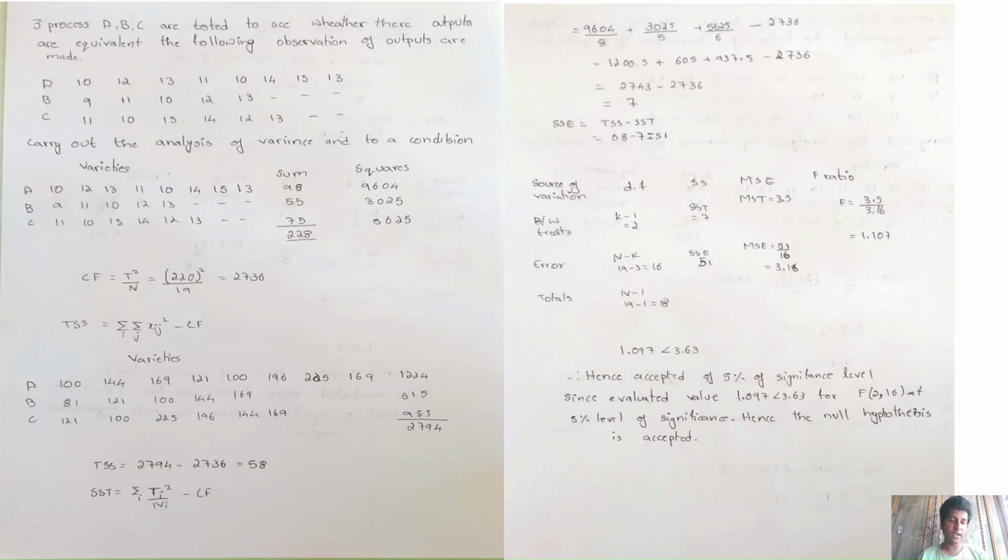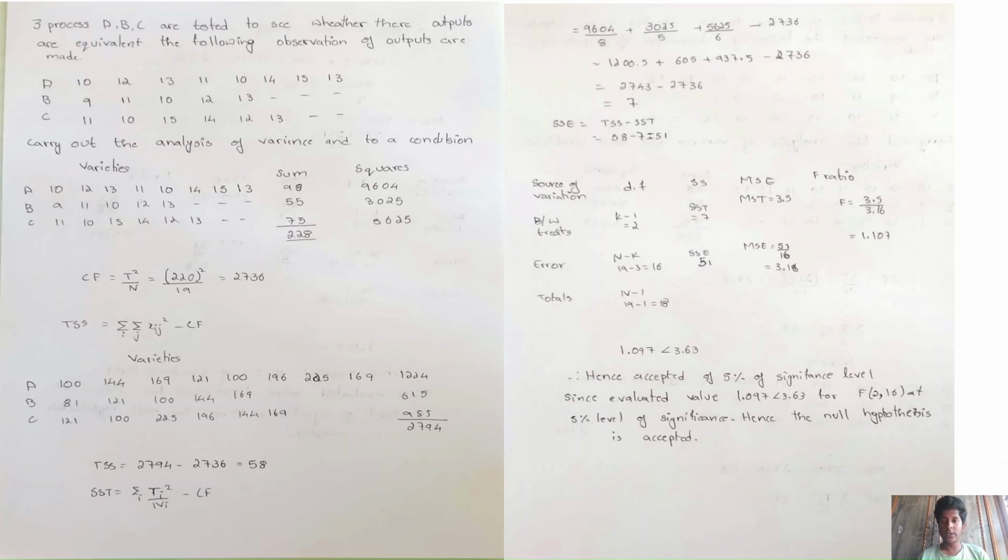SST is the summation over i of T_i squared by n_i, minus CF. You have to separately take the squares of A, B, C and divide by the number of terms in the A, B, C columns, minus the CF. The CF is 2736 and the sum total will be 7. SSC is equal to TSS minus SST, and TSS is 58, SST is 7, and the total is 51.